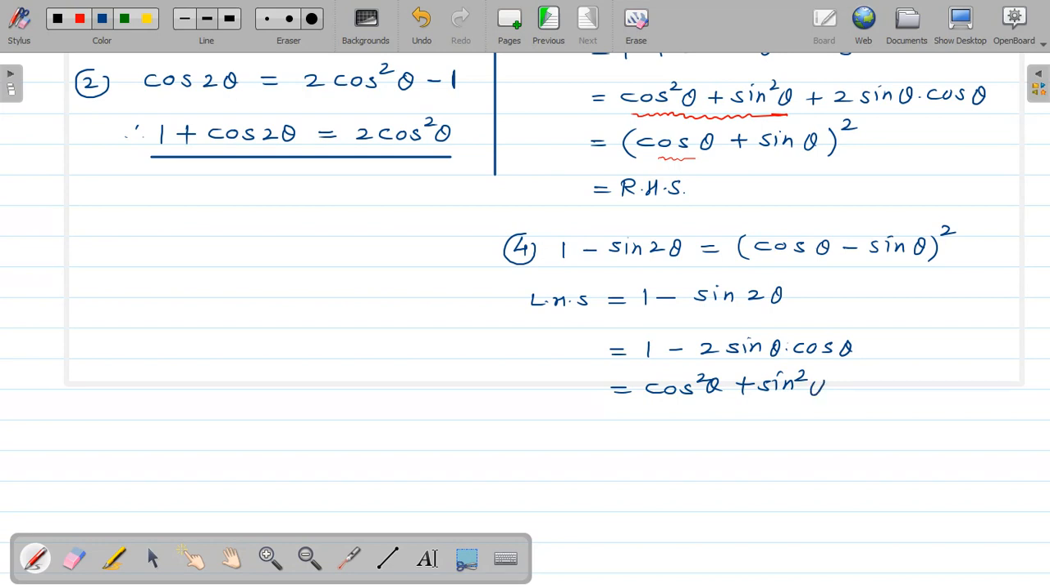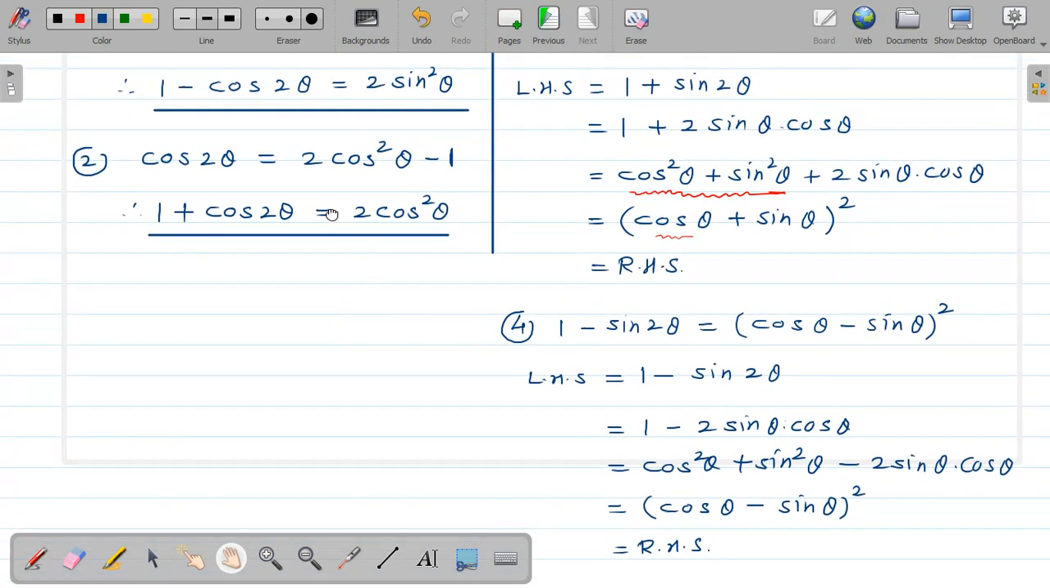As said earlier, I will prefer the cos ratio first. That's why I have taken cos square theta plus sin square theta, and then minus 2 times sin theta into cos theta as it is. And if you observe this expression carefully, it is the expansion of (cos theta minus sin theta) whole square, and hence we get the RHS.